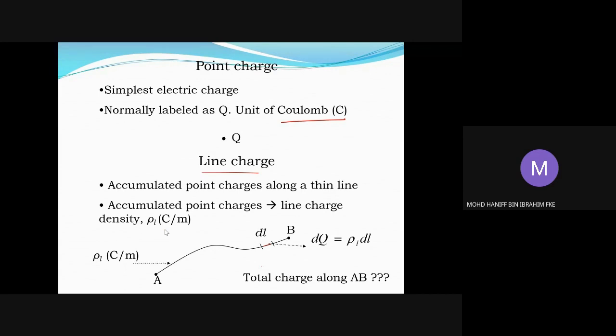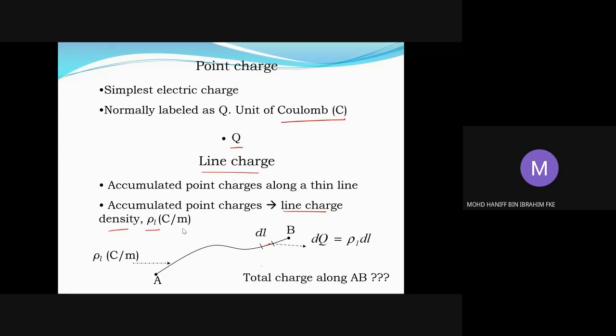If a point charge is represented by the symbol Q, for the case of line charge, normally we represent the line charge in terms of rho L, which stands for the line charge density. The unit for this line charge density is coulombs per meter. So the symbol is rho L, and the unit is coulombs per meter because we are dealing with the line structure.